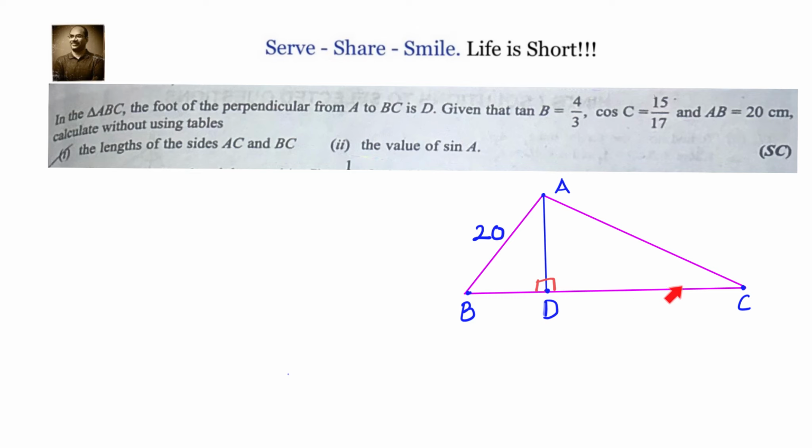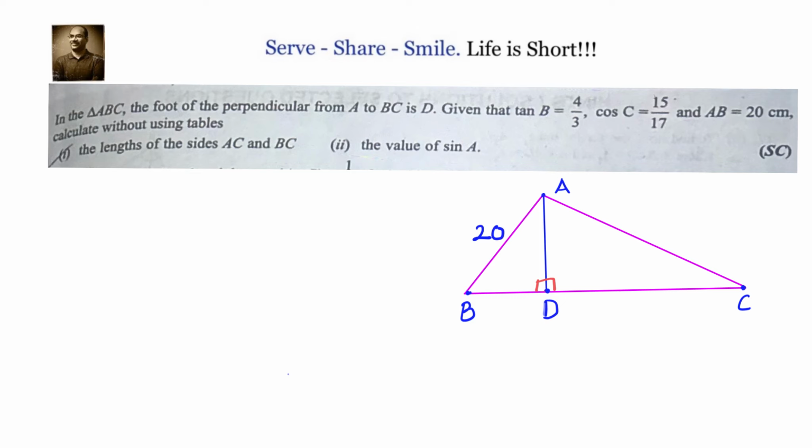In the triangle ABC, the foot of the perpendicular from A to BC is D. So we know this angle is 90 degrees. Given that tan B equals 4 by 3 and cos C equals 15 by 17, and we have been given AB equals 20. Calculate without using the tables the length of the sides AC and BC.